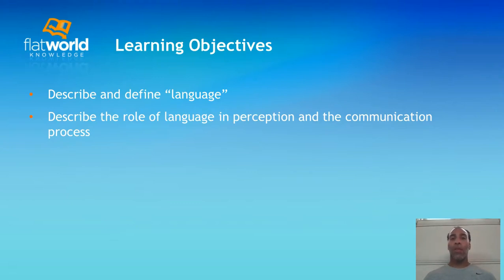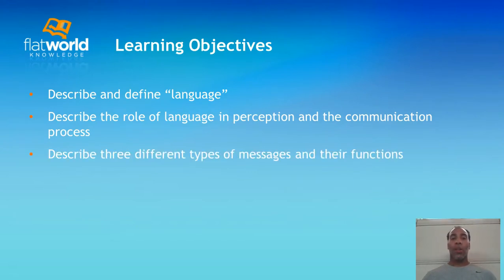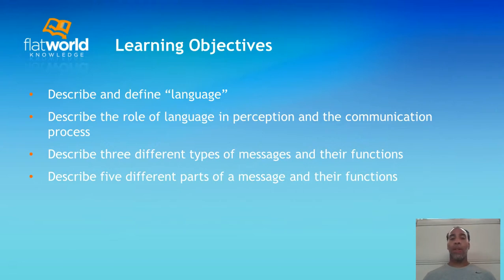Describe the role of language in perception and the communication process. Sometimes what we perceive and how we perceive things is reality in terms of what we think. And we'll talk about the communication process and how things are encoded, decoded, and delivered to others. Describe 3 different types of messages and their functions. Describe 5 different parts of a message and their functions.